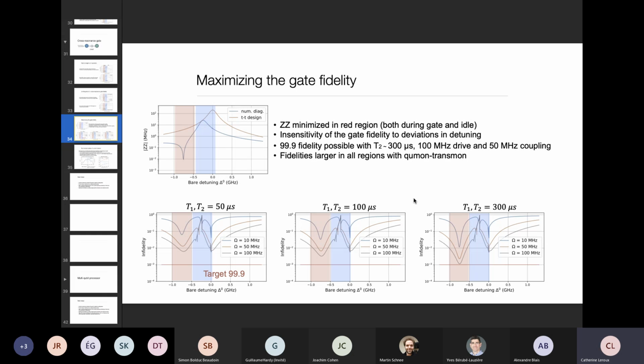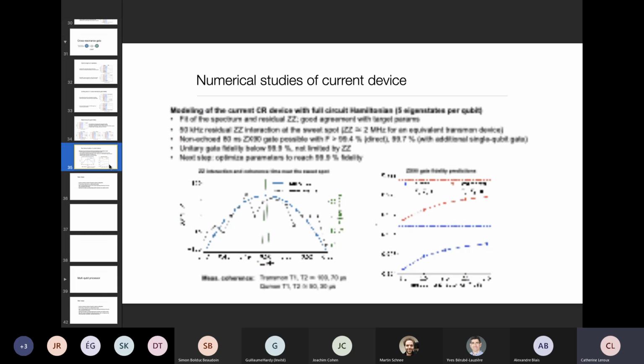So right now, we need to optimize circuit parameters such that we can get better gate fidelities, given the current coherence times, which are more around 100 microseconds for the current devices. But still, with optimization, we hope to improve the fidelity.